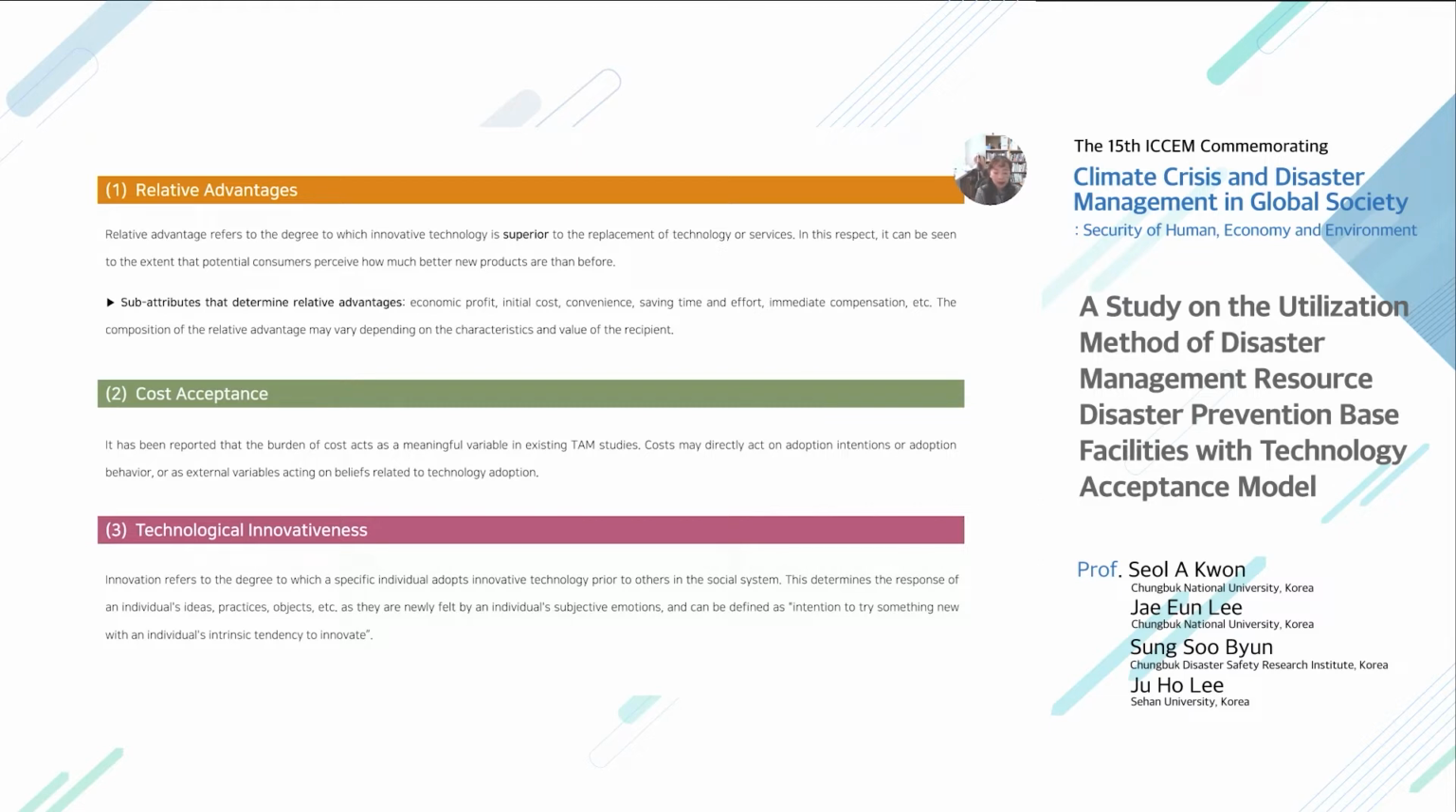Second is cost consideration. It has been reported that the burden of cost acts as a meaningful variable in existing studies. Cost may directly act on adoption intention or adoption behavior, or as an external variable acting on beliefs related to technology adoption. Third is technological innovativeness.